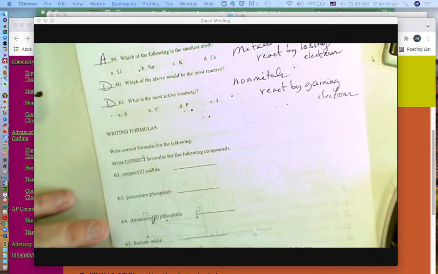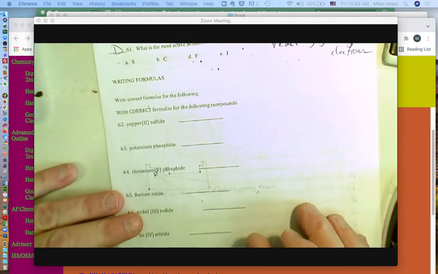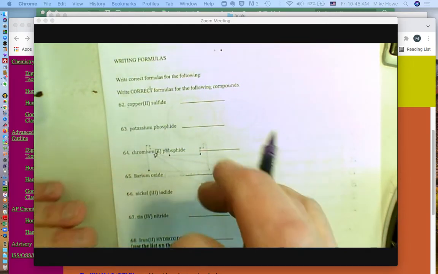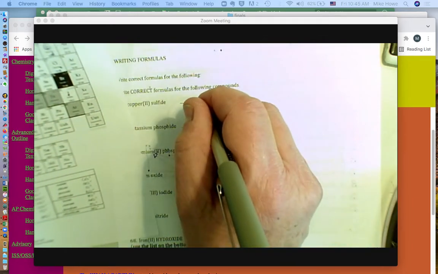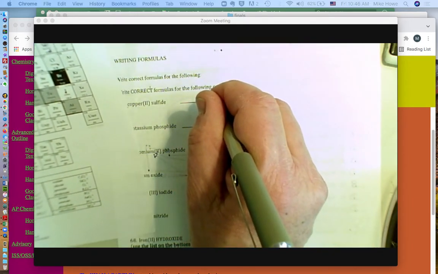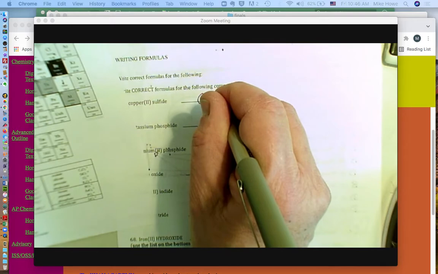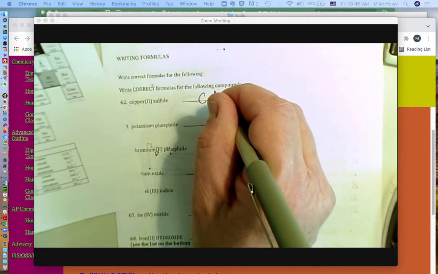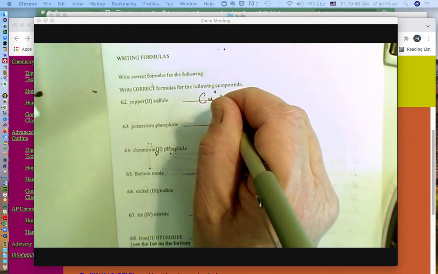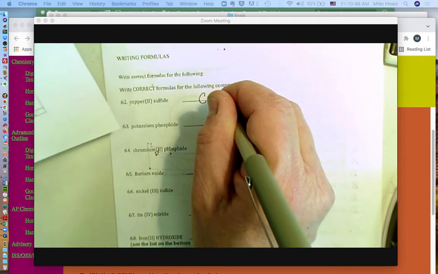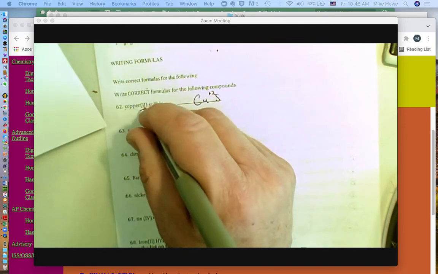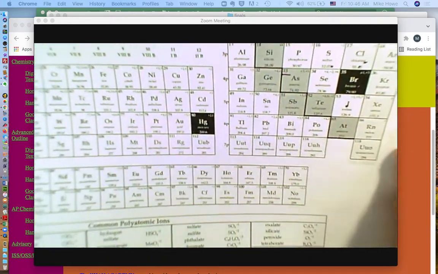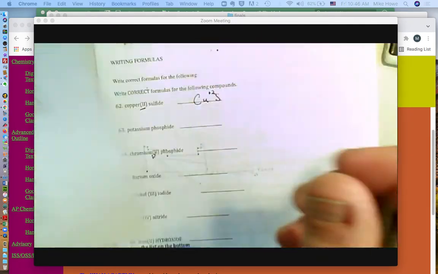Okay, now we're going to write some formulas. Copper 2 sulfide, you have to go to your periodic table and find copper, and it's copper Cu. I'm probably going to use the strange names table on the final, so just be prepared for that. Then sulfur, copper's +2 because it says copper 2 here. If you look at copper, it can either be 2 or 1. Let me pull that down on the other table.